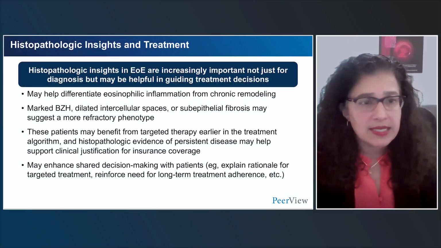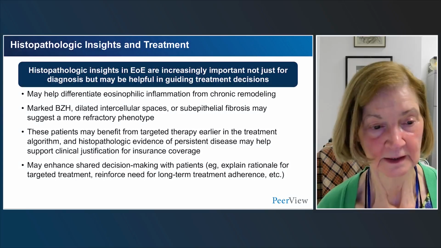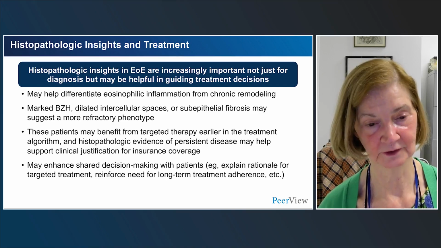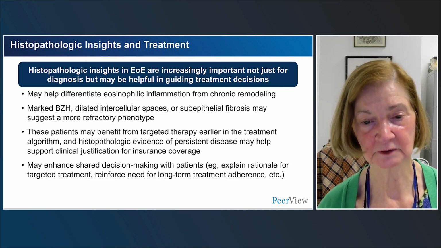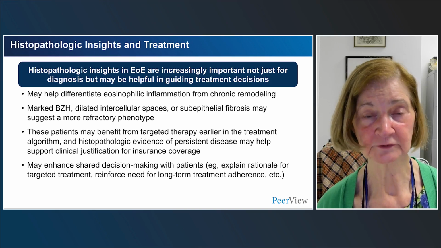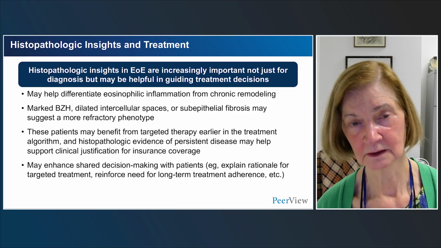Let's dive a little bit deeper into the histopathologic insights and the treatment. Histopathologic insights and treatment are obviously very important. The insights in EoE are increasingly important, not just for diagnosis, but they may also be helpful in guiding treatment decisions. They may help differentiate eosinophilic inflammation from chronic remodeling.